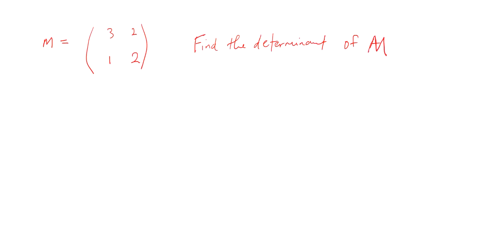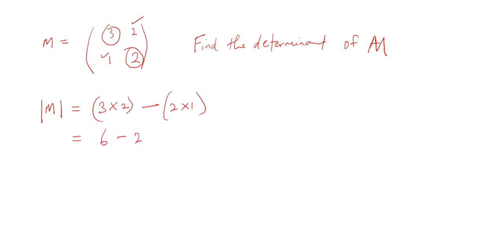Now, how do we write determinant? Determinant M is written like this. It's an M with two vertical lines on either side of the M. To find the determinant, we take this term and multiply it by this term. So it's 3 multiplied by 2, and then we subtract this term by this term. So we do 2 by 1, and I'm going to get 6 minus 2, which will give me 4. Okay, so that is how we find determinant.